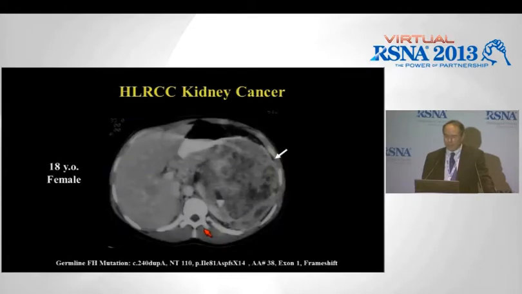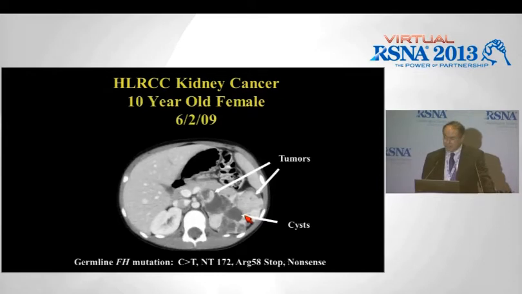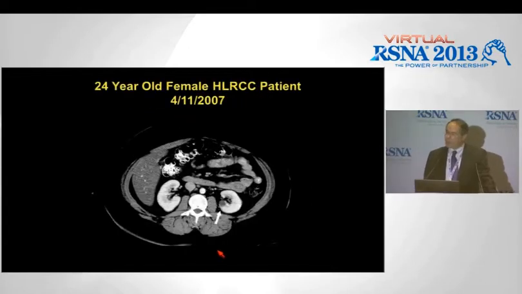So here's an 18-year-old female from such a family. She passed away about 6 months after this scan. A 10-year-old female with this complex cystic solid lesion. It's a papillary type 2. She has the FH mutation. She didn't live more than a year from that scan. So we began to get very alarmed about this and trying to seek these patients out way earlier than they were presenting. So began a screening protocol.